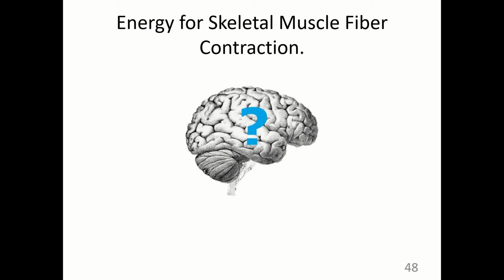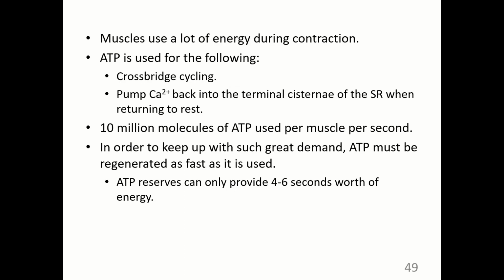All right, so let's look at the energy for skeletal muscle contraction. Muscles use a lot of energy during contraction. ATP is used for the following: cross-bridge cycling, and then pumping the calcium ions back into the terminal cisternae of the sarcoplasmic reticulum when the muscle fiber is returning to rest.